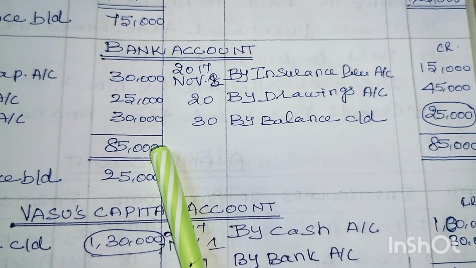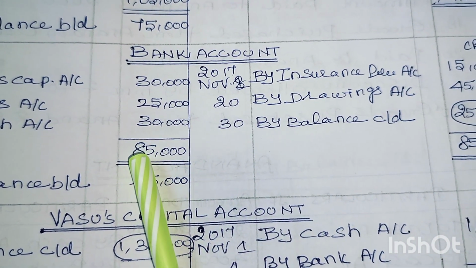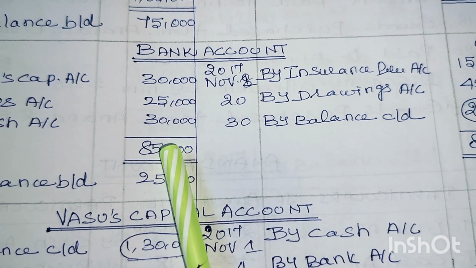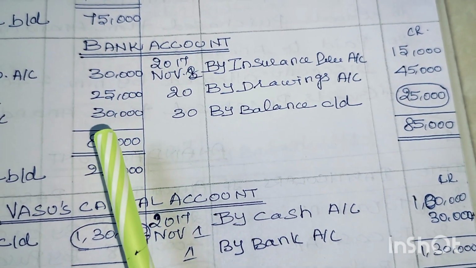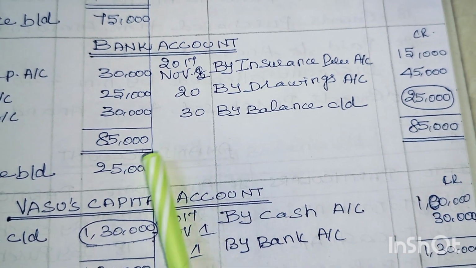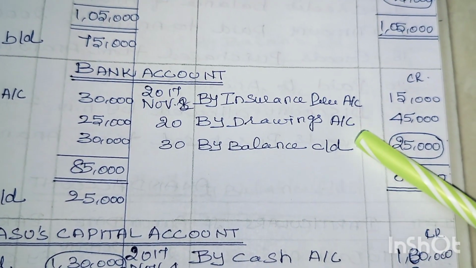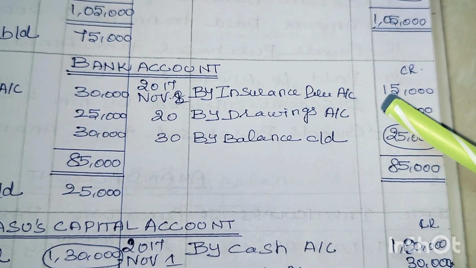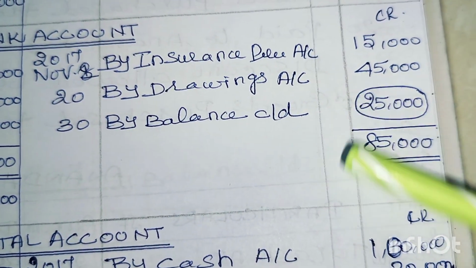So what we do now is total the bigger value on both sides. We put the bigger total on both sides, so 85,000 is entered as the total on both sides. Then, which side has the lesser value? Of course the credit side has the lesser value. How many rupees? 60,000 rupees.